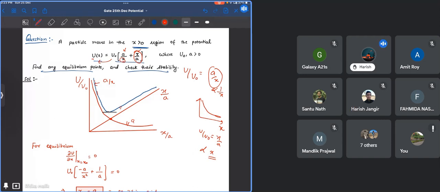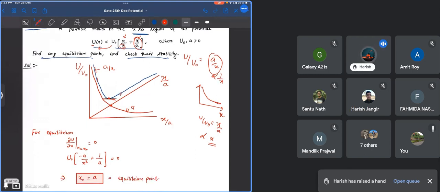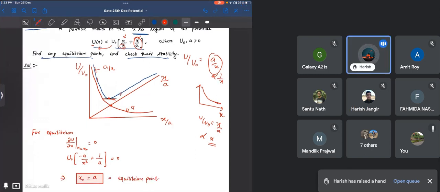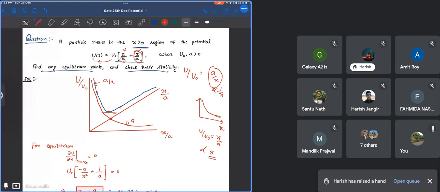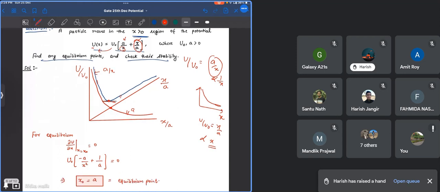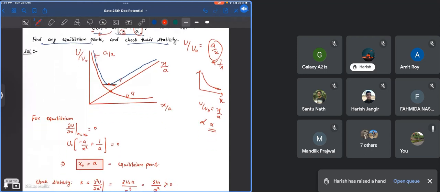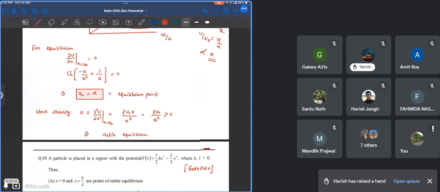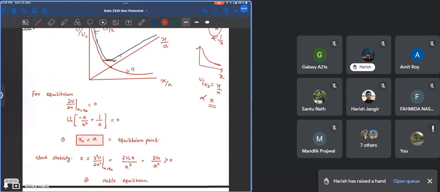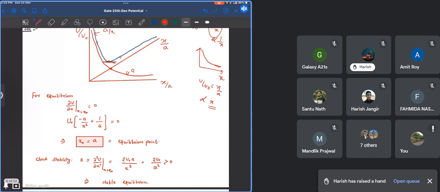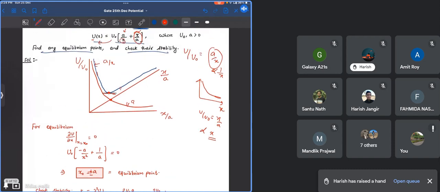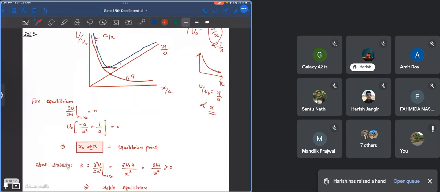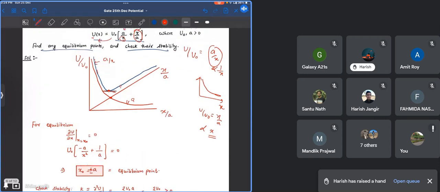And as you can see, there is an equilibrium point where this becomes flat. And you have to check. Yes, we will get two values of x, x equals plus minus a, that we will see. x square, yes, there are two values, plus minus a. Then we have to check our stable and unstable equilibrium.